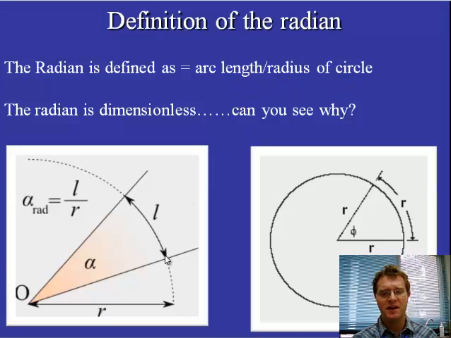So this is the arc length. And then we have the radius. Now, radian is dimensionless because if we think the arc length and the radius are both going to be measured or have a unit of meters. So meters divided by meters means we have a ratio and no units. So that's why radian is dimensionless.